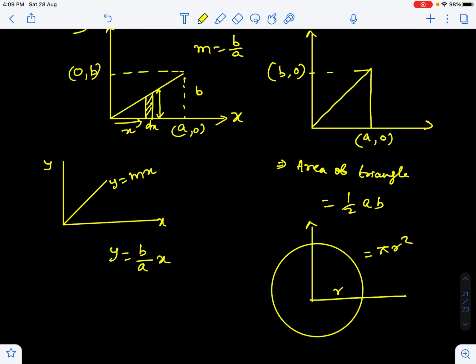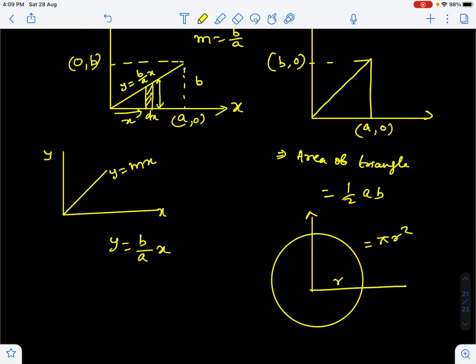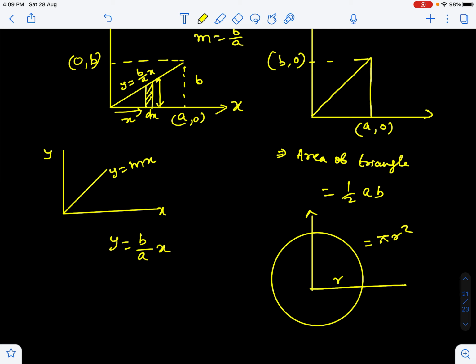Now guys, the function y is equal to b by a into x, I got this function. So if you have to calculate the area of this triangle, area means what? Integration. You have to take the integration of this curve. Those students who are not aware of integration, you will come to know. I'll tell you all the formulas and basic things. But before that you have to listen very carefully: this is the symbol of integration. So I will write the integration of y dx.